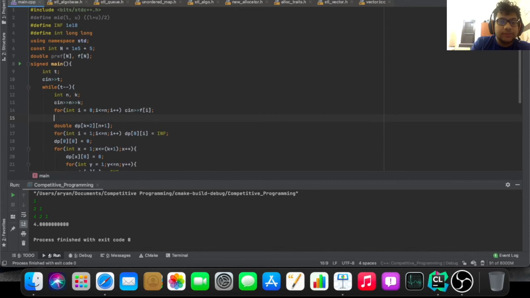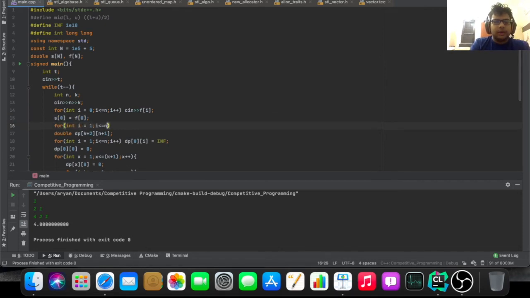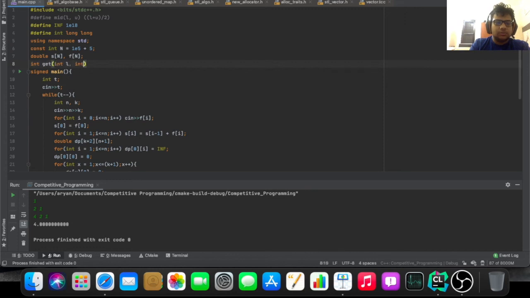Now, the first thing we should do is make those prefix sums, right? I used s earlier, I'll just use s again. So you can say s of 0 is equal to f of 0, and then from 1 to n, we can say s of i is equal to s of i minus 1 plus f of i. And to get the sum of a range, you can just make a function really quick.